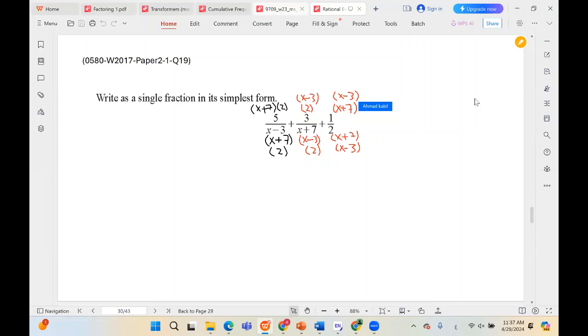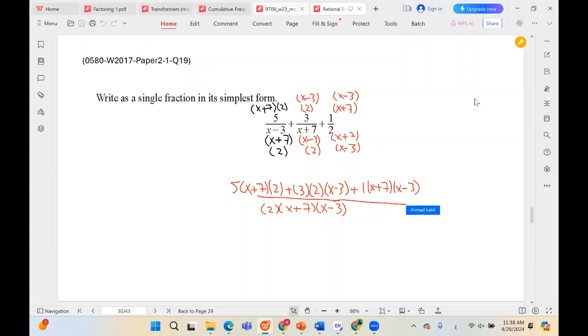Now we expand and simplify. So the denominator is going to have the three terms, 2 and x plus 7 and x minus 3. In the numerator, for the first term, we have 5 times x plus 7 times 2 plus 3 times 2 times x minus 3 plus 1 times x plus 7 times x minus 3.